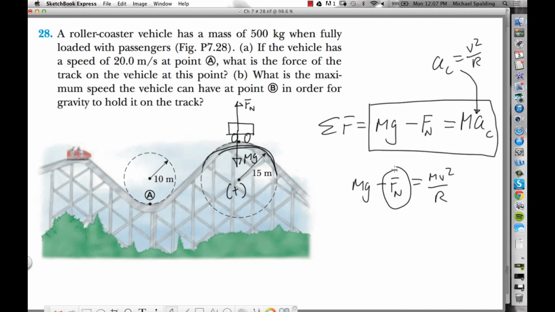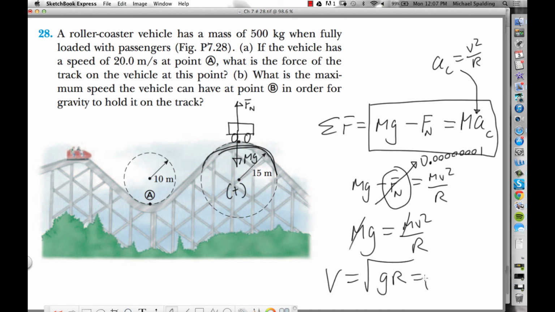The normal force, when the car leaves the track, right? What happens to normal force? It goes to 0. Or if that confuses you, you could set it equal to 0.000000001. So in other words, the normal force is barely there, but basically it's 0. So now what we're left with is mg equals mv squared over r. The m's cancel, and you get v equals square root gr.